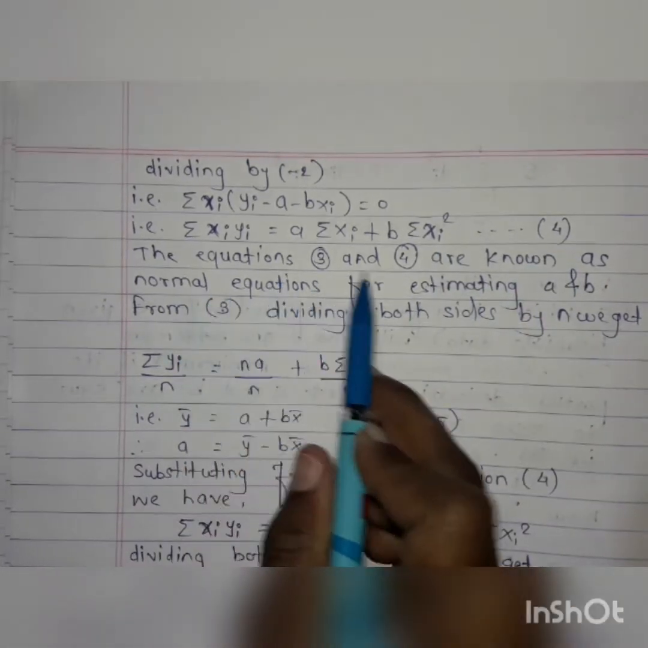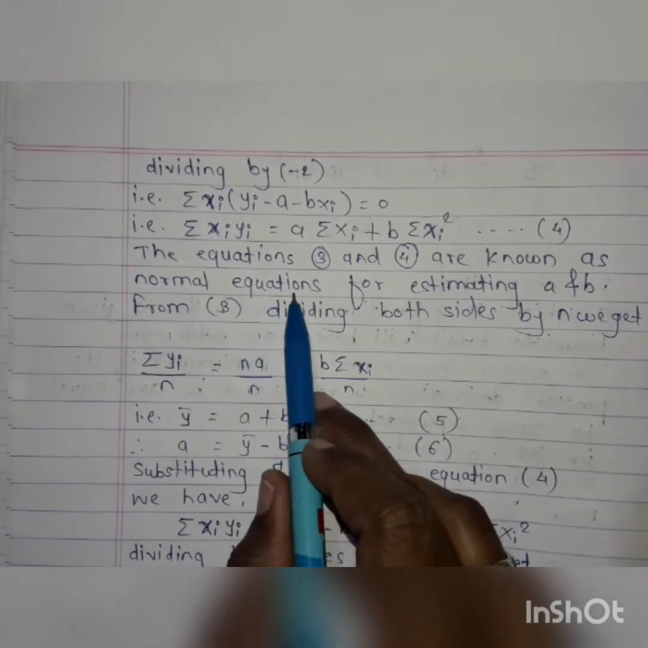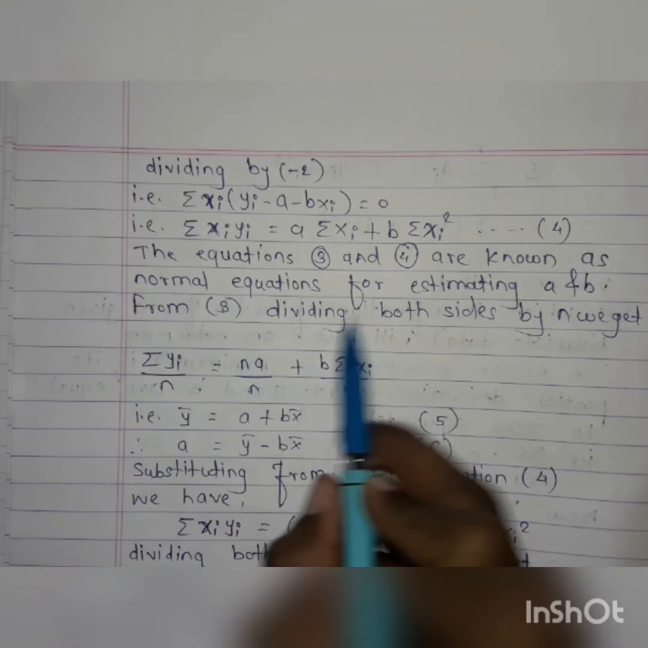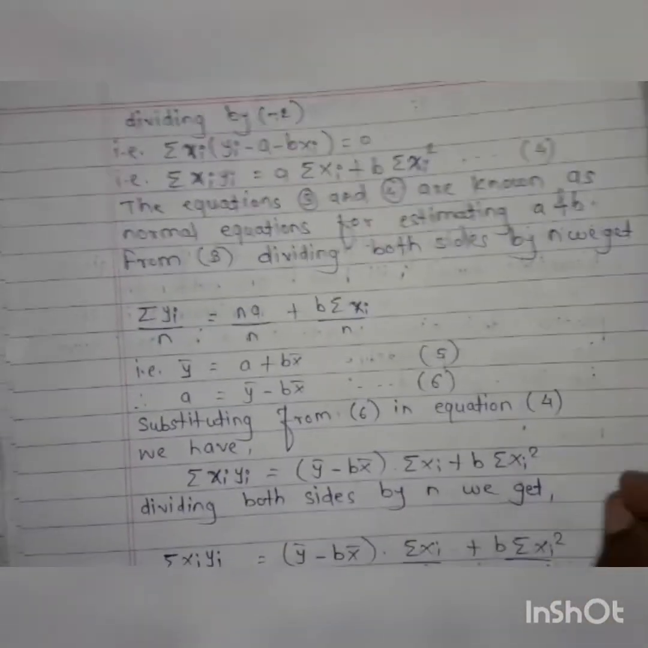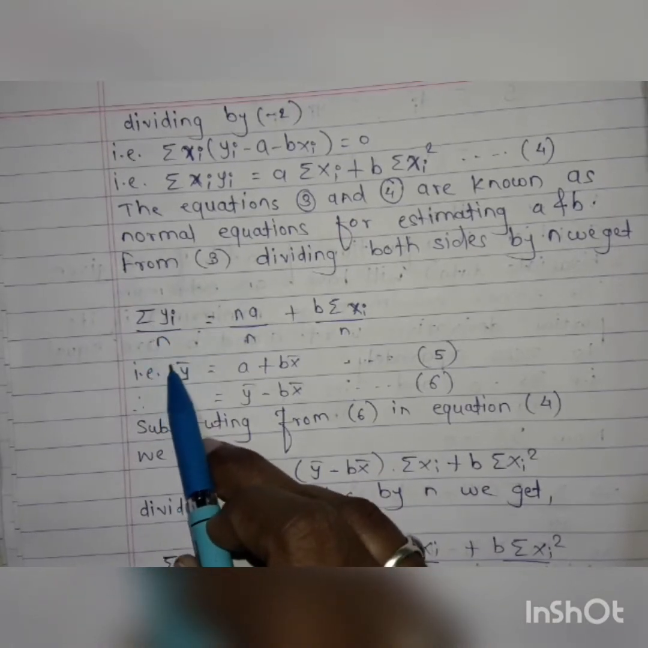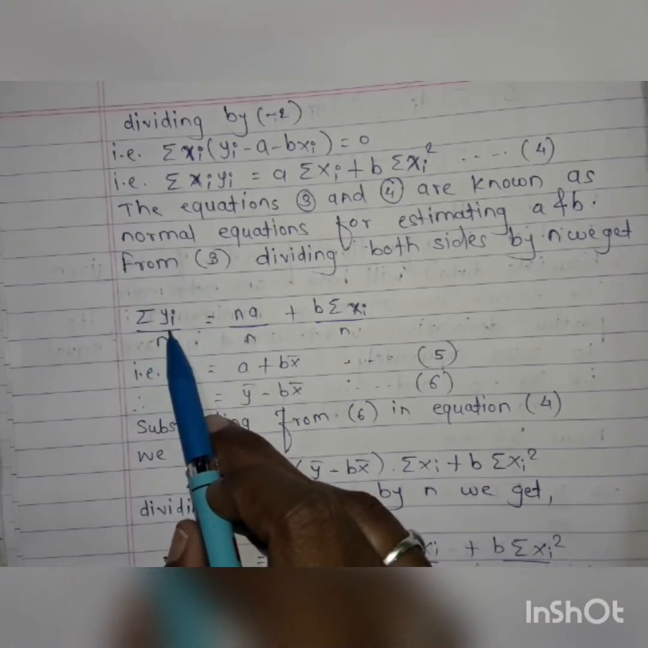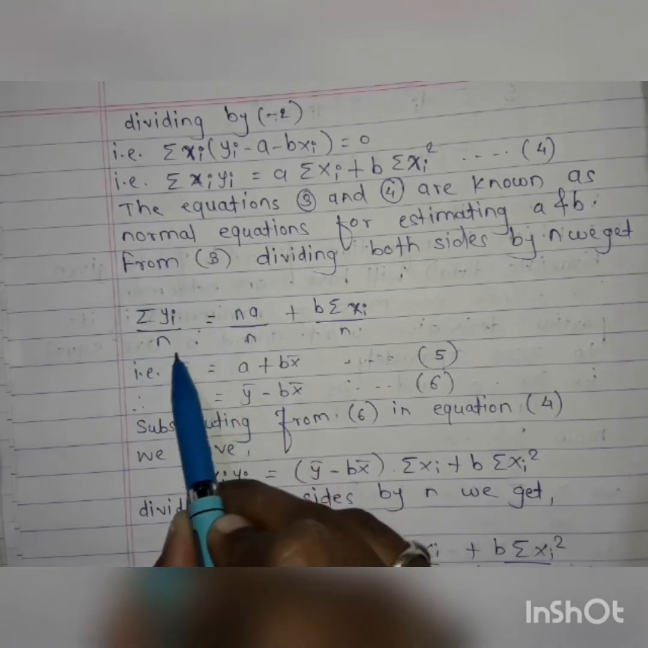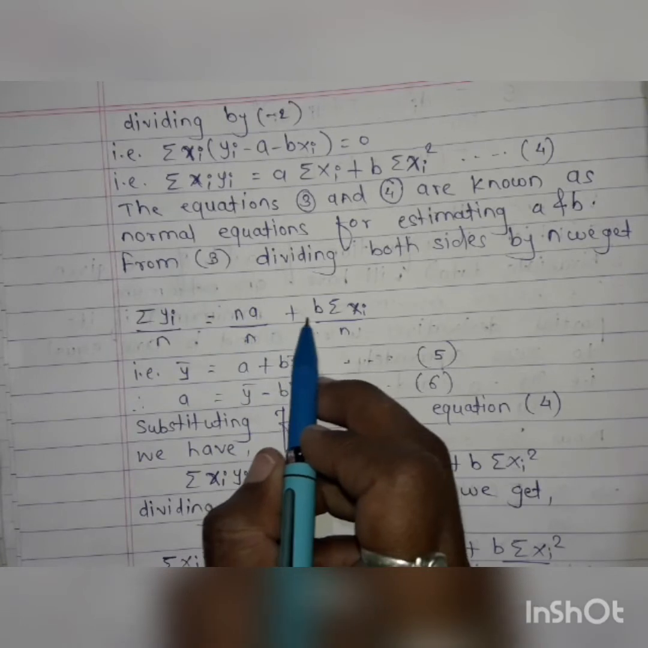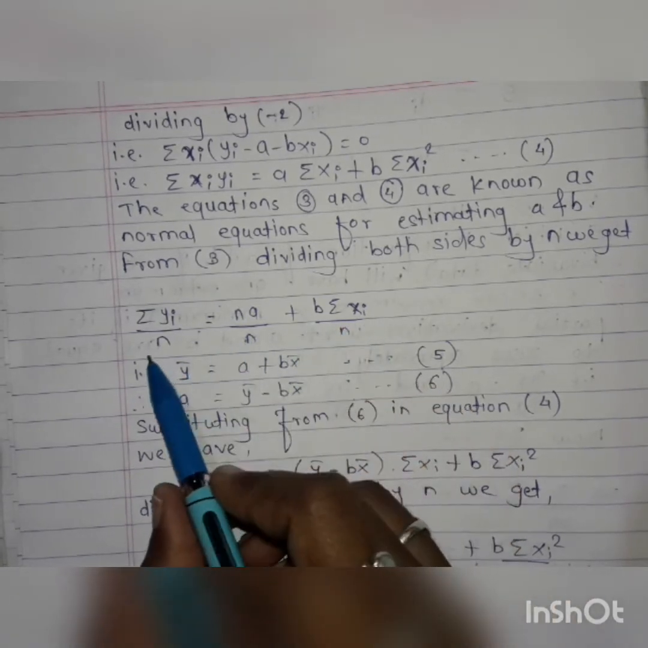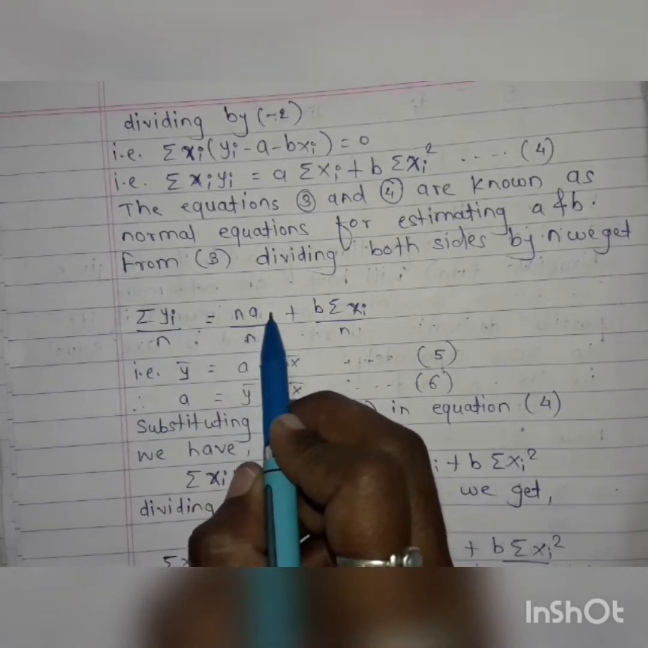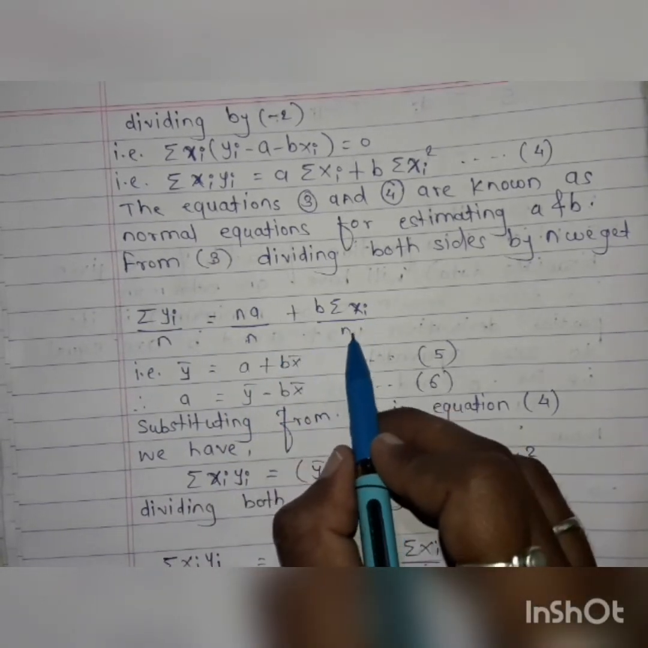Equations 3 and 4 are known as the normal equations for estimating a and b. From equation 3, dividing both sides by n, we get: equation 3 is summation yi is equal to n a plus b summation xi. Dividing by n, we get summation yi upon n is equal to n into a upon n plus b into summation xi upon n.